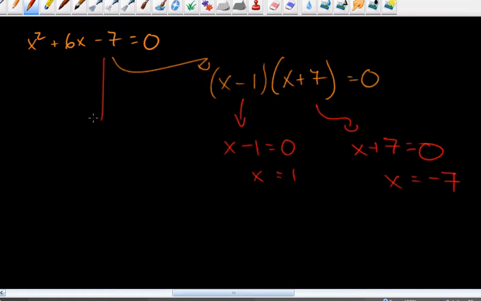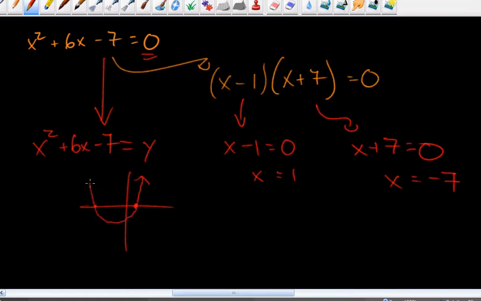To solve an equation by graphing, we have to graph a related quadratic equation. Instead of 0, I'm going to replace the 0 with y. So I have y equals x squared plus 6x minus 7. You can watch the last video to see how we would graph an equation like that. But basically, if you do it on your calculator, you'll end up seeing a graph that looks something like this.